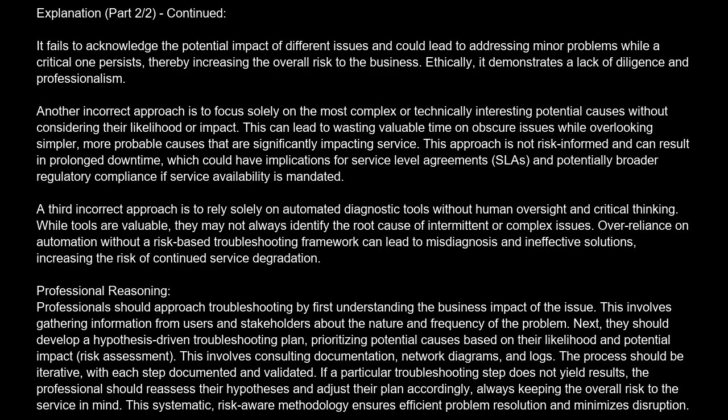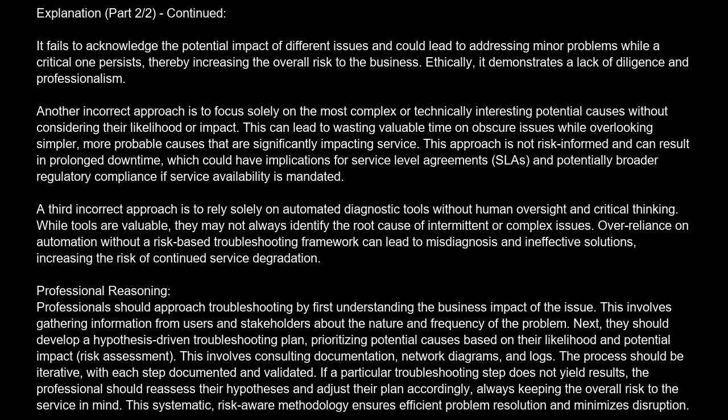A third incorrect approach is to rely solely on automated diagnostic tools without human oversight and critical thinking. While tools are valuable, they may not always identify the root cause of intermittent or complex issues. Over-reliance on automation without a risk-based troubleshooting framework can lead to misdiagnosis and ineffective solutions, increasing the risk of continued service degradation. Professional reasoning.